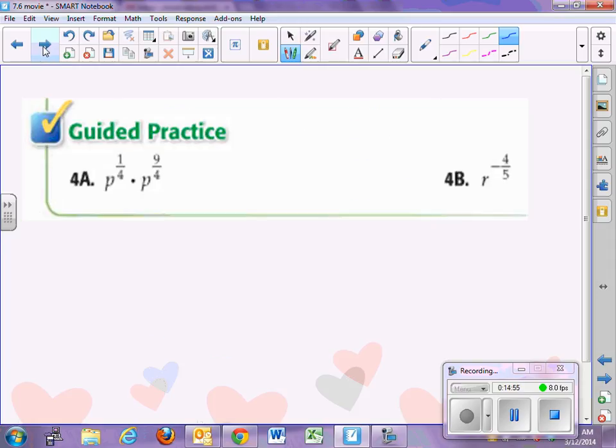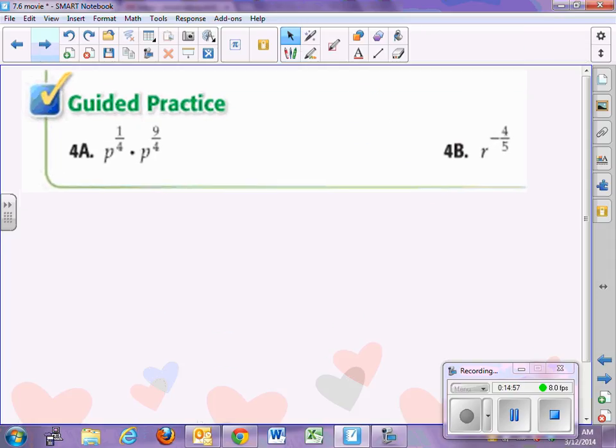All right, go ahead and try 4a and 4b. They're very, very similar to what I just did. This is going to be p to the 10 fourths, because I add exponents. Of course, I'm going to make that p to the 5 halves.